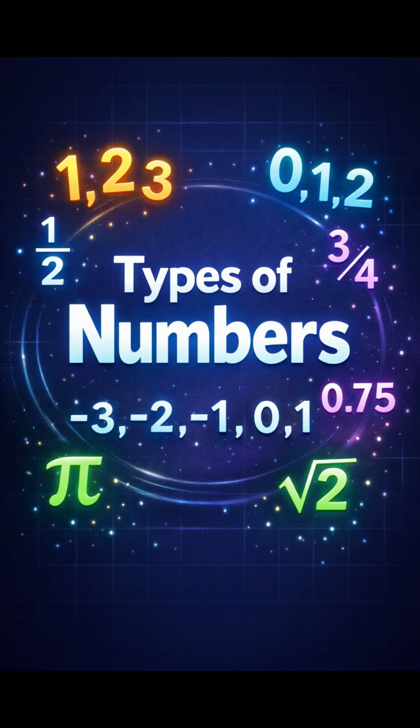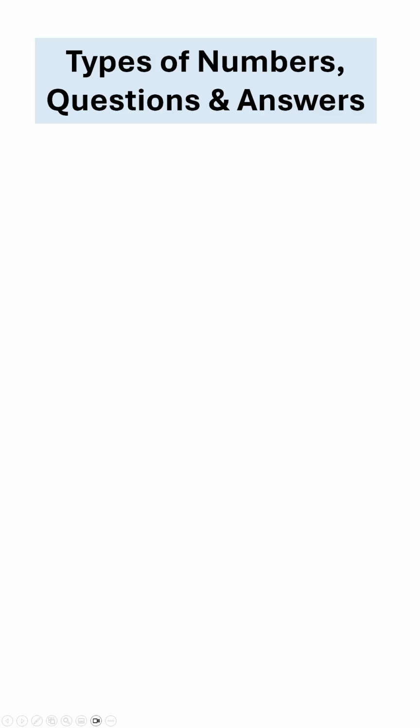Types of numbers. Not all numbers are the same. Some numbers count things. Some go below zero. And some never end. Let's make it very simple. First, we have the natural numbers.